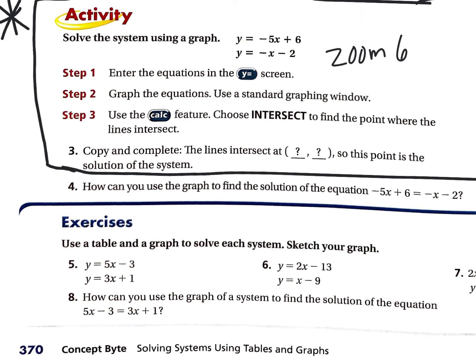Zoom 6 will get you back to a standard window, which is -10 to 10 on your X, -10 to 10 on the Y. And then the calc, that's second and then one of the top buttons on your calculator, the trace button. The secondary feature of that button is the calc, which is calculate. So we're going to do calc and we're going to do intersect to find the point where the lines intersect.